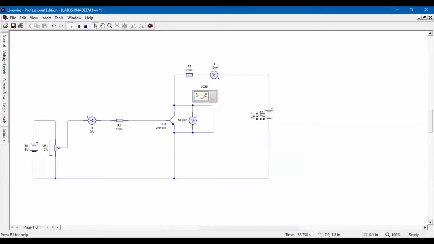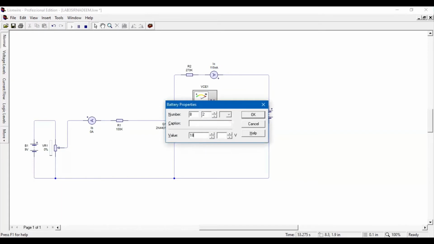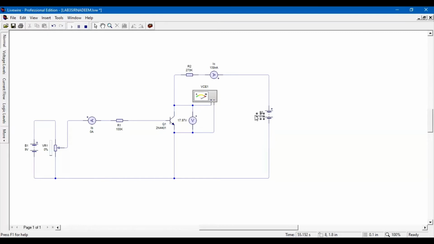Okay, we can see when the DC power is at 15 volt and the ammeter at 0 ampere, IB 0 ampere, IC will be 115 nanoampere. Next, when the voltmeter is at 18 volt, the IC is 138 nanoampere.